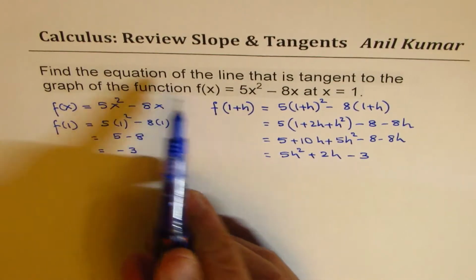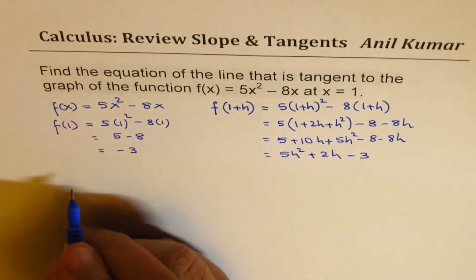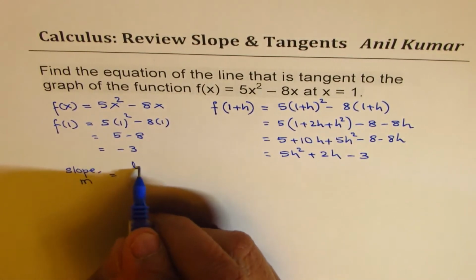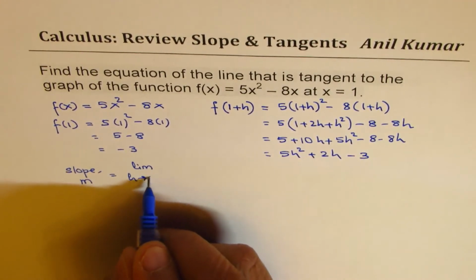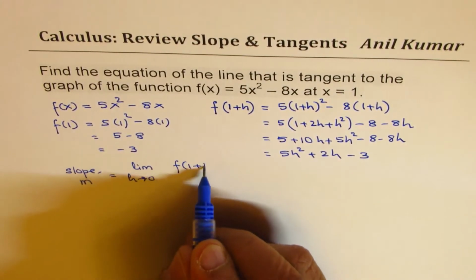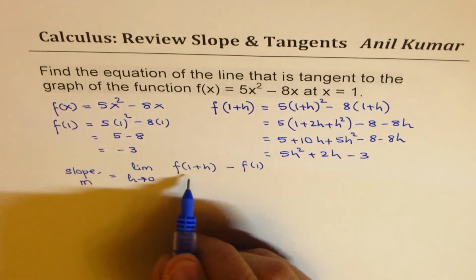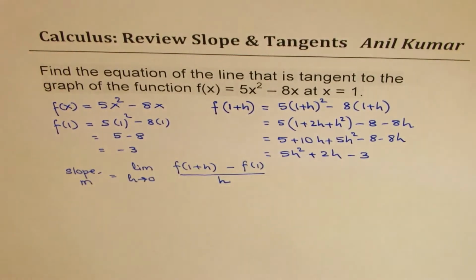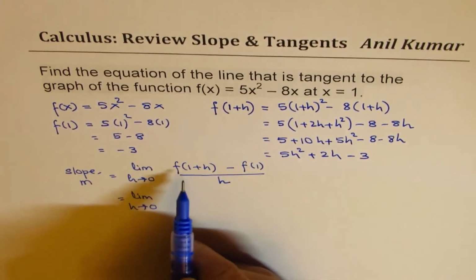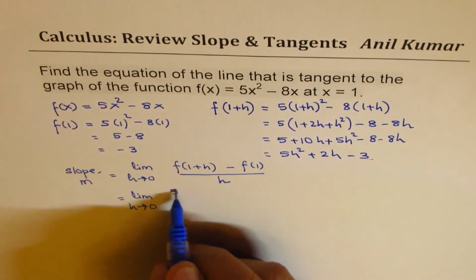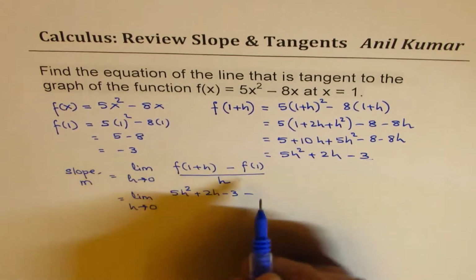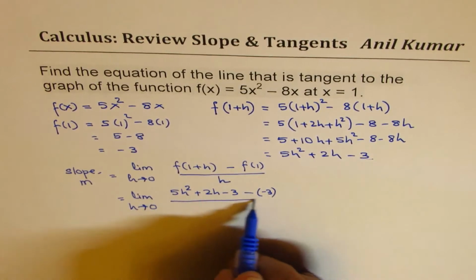Now you need to find equation of a line. That means let's first find the slope. So slope, which we also say m, is equal to limit of this function as h approaches 0. Given point is 1, so we'll write f of 1 plus h minus f of 1 divided by h. Does it make sense to you? Now that gives you limit h approaches 0. F of 1 plus h is this expression, which is 5h squared plus 2h minus 3, minus f of 1 is minus 3, divided by h.